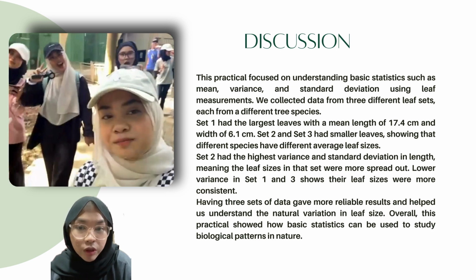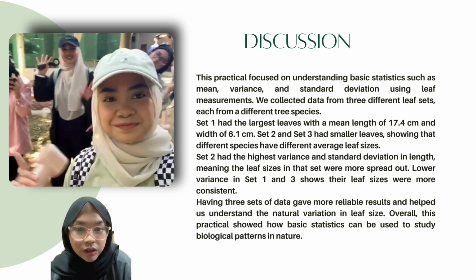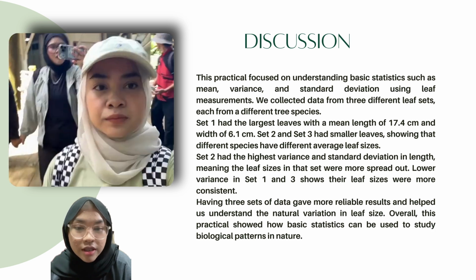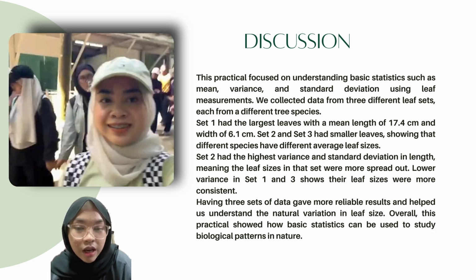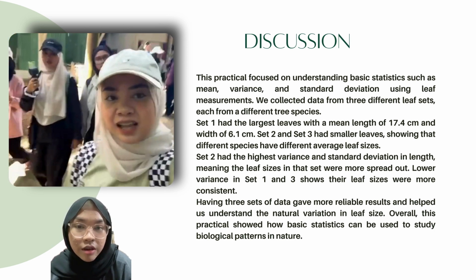Set 3 had the smallest leaf, with more consistent size compared to set 2. By comparing all three sets, we can see that leaf size depends on the species, and natural variation exists even among leaves from the same tree. This practical helps us understand how statistical tools can be used to describe and compare biological characteristics.